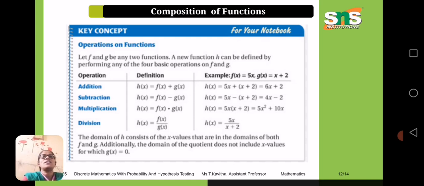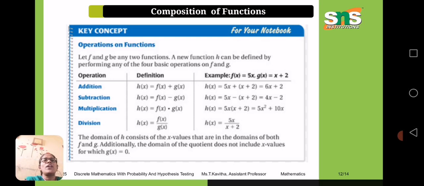Operations on functions. Let f and g be any two functions. A new function can be defined by performing any of four basic operations on f and g. Here addition, where we take h of x equal to f of x plus g of x. Now we can add two functions like that. f of x equal to 5x, g of x equal to x plus 2. Now we can add: 5x plus x is 6x, plus 2. Therefore h of x is equal to 6x plus 2. In the same way we calculate subtraction, multiplication and division.